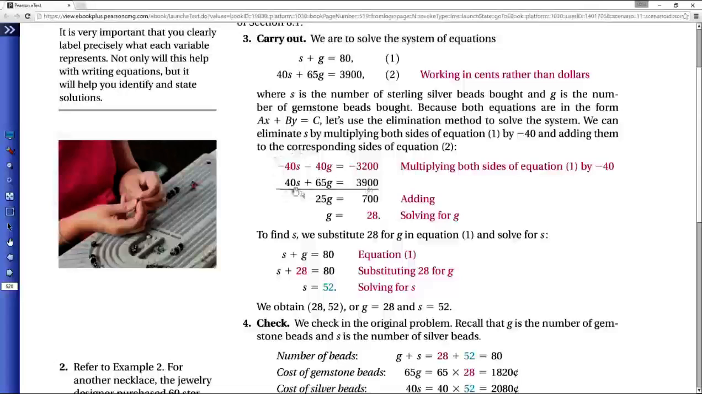The strategy here is that they have set this up by using the property of multiplication on this equation, so they made these go to 0. When I add them together, or use the elimination method, the S variable will go to 0, and 0 times S is 0. So now I have an equation with one variable. So I find out that the gemstone one equals 28.